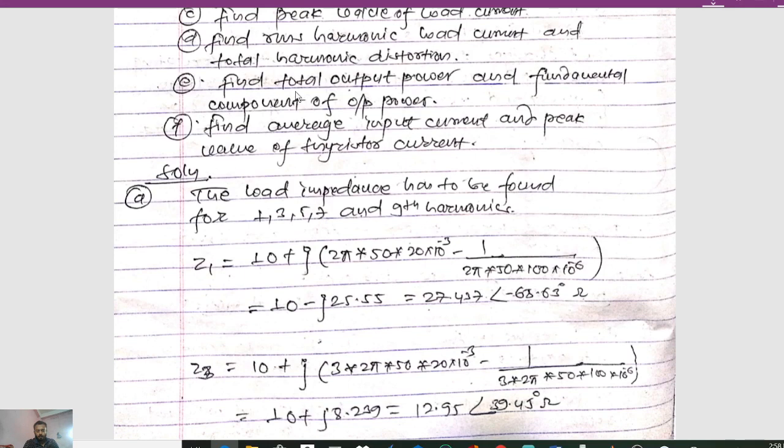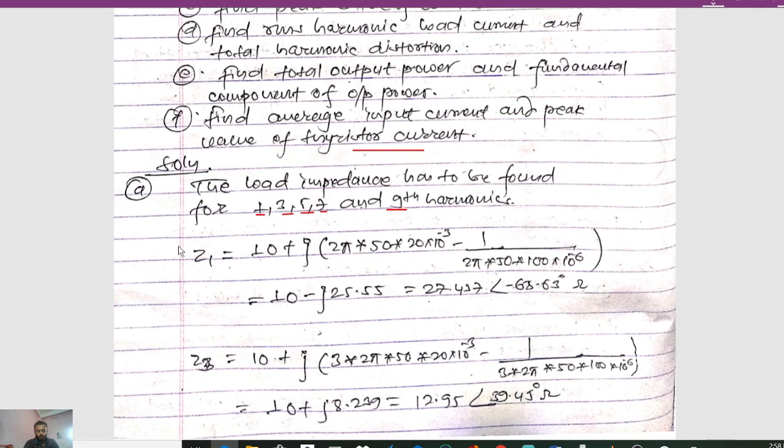And in part E, find the total output power and the fundamental component of output power, the average input current and the peak value of thyristor current. The load impedance has to be found considering harmonics up to the ninth. So we will consider n equals 1, n equals 3, n equals 5, n equals 7 and n equals 9.